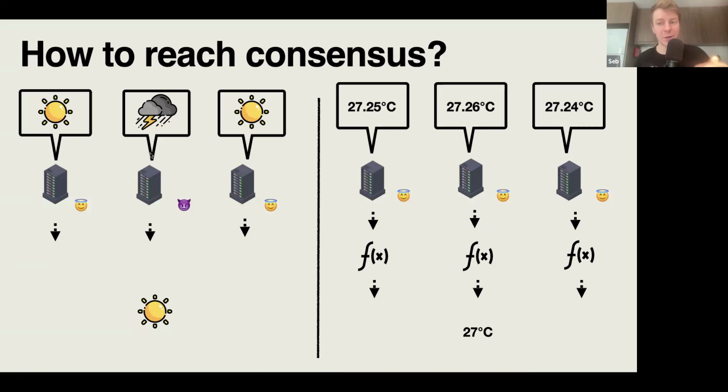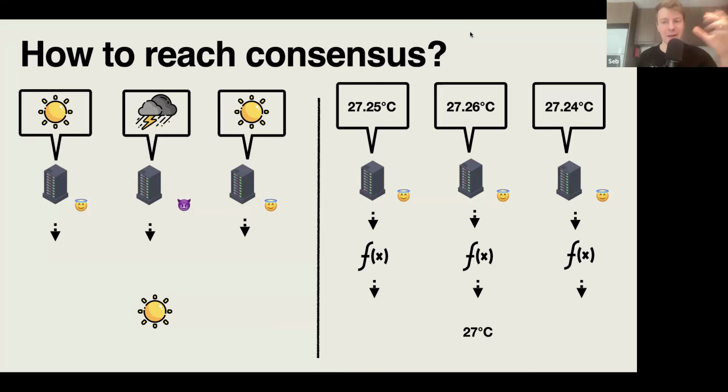But the fact is that usually it's not as simple as it's sunny or it's a thunderstorm. Most of the time, what you receive would be a text value or a number value, and you're going to receive slightly different answers. That's what I was saying previously. You were going to receive like 27.5, 27.4, 27.26.